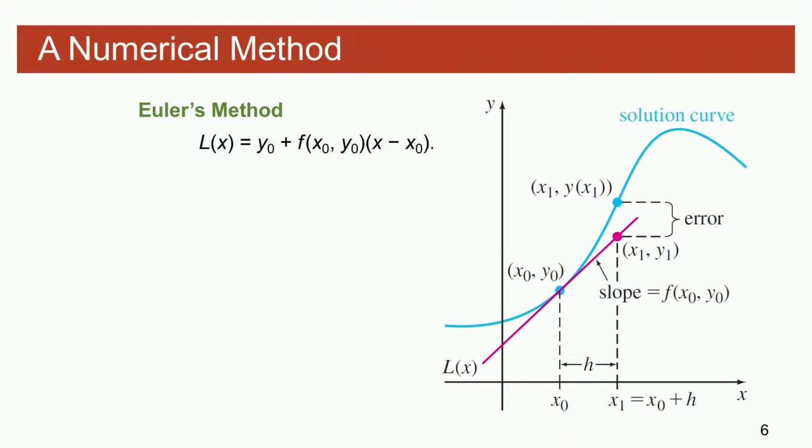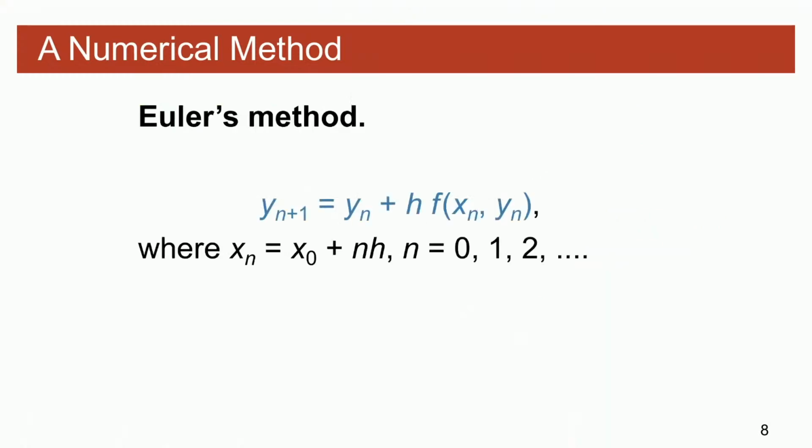So where's the actual Euler's method? Here it is right here. So here, that's delta x. So the new y value is the old y value plus the step size times the slope. This is the slope.